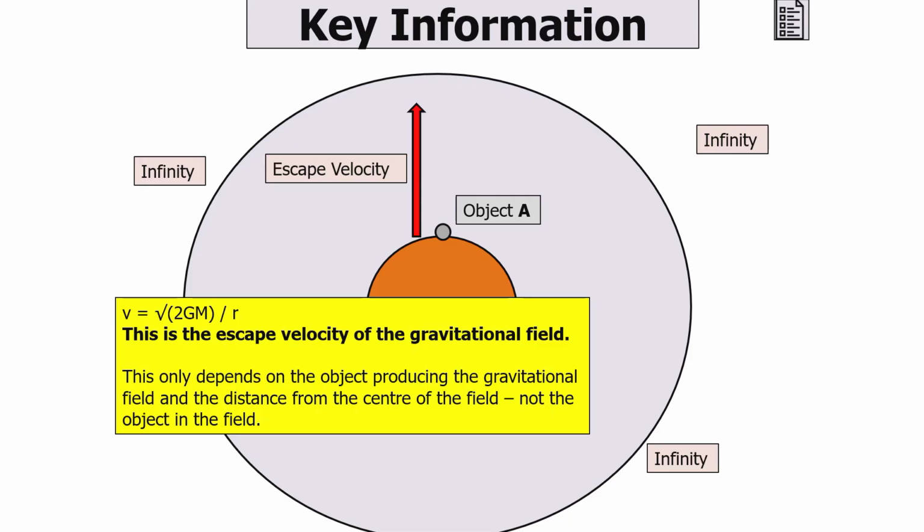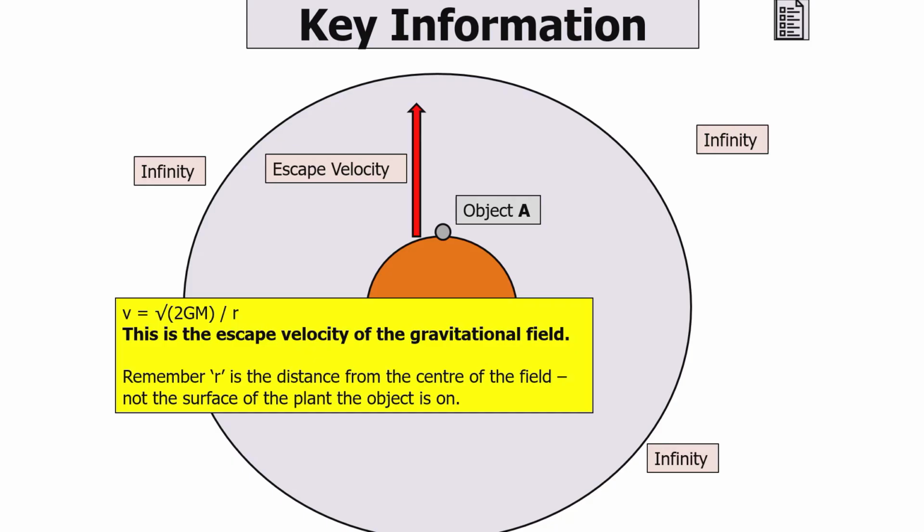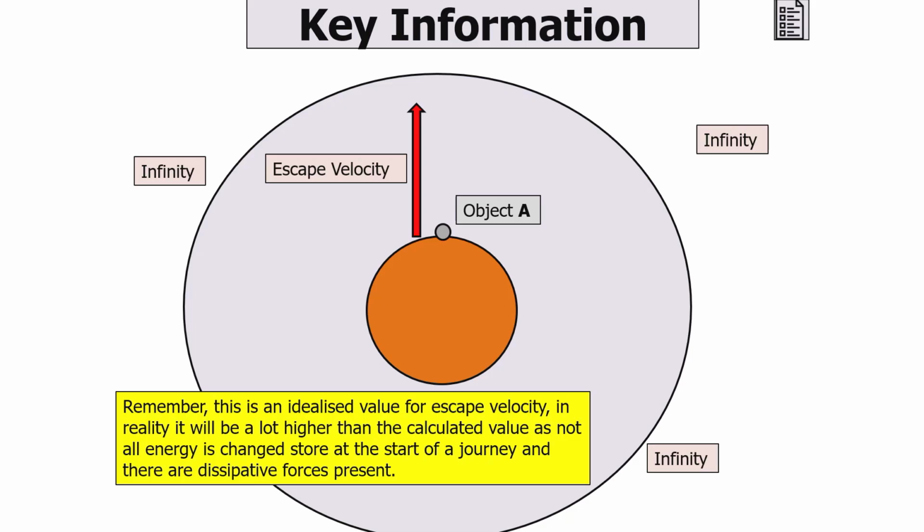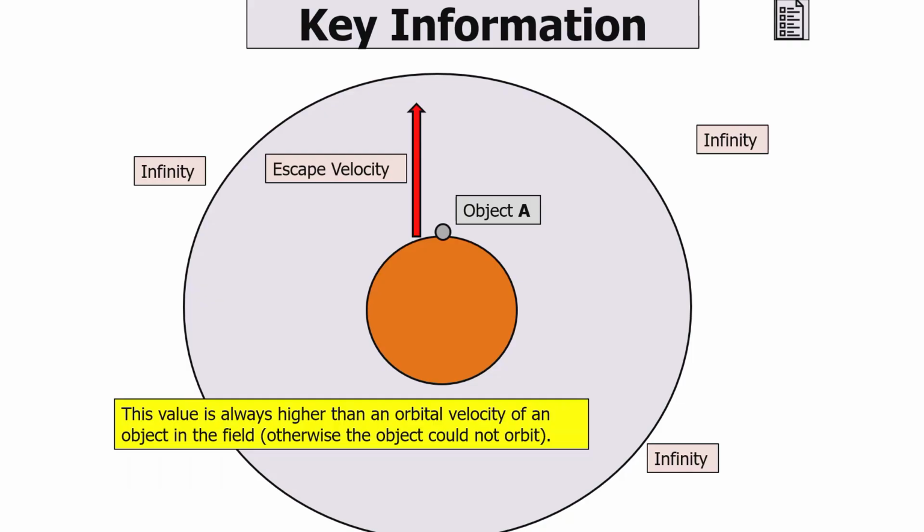Now, it's important to note a few key things. Our escape velocity only depends on the object producing the gravitational field and the distance from the centre of the field, not the object in the field. Remember, r is the distance from the centre of the field, not the surface of the planet or the object that it is on. Also remember that this value is an idealized value for escape velocity. In reality, it will be a lot higher than the calculated value, as not all energy is changed store at the start of the journey, and there will be dissipative forces present. The escape velocity will always have a higher value than the orbital velocity of an object in the field. Otherwise, the object wouldn't be able to actually orbit.